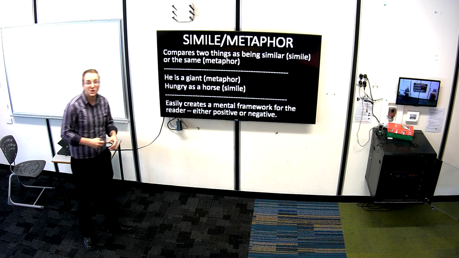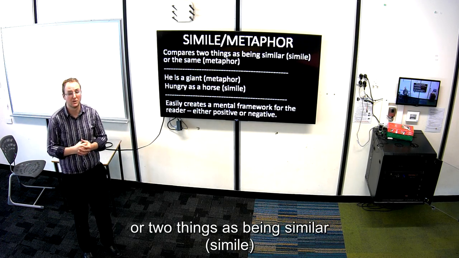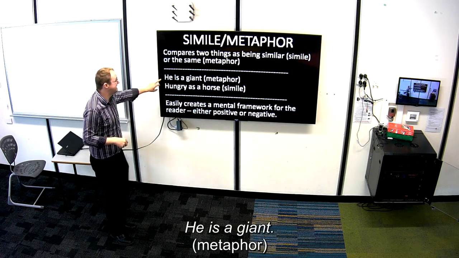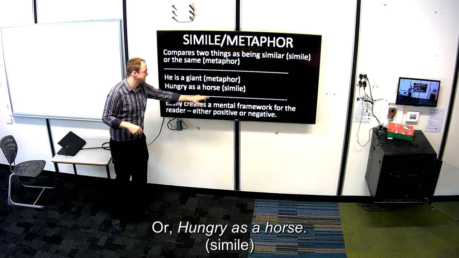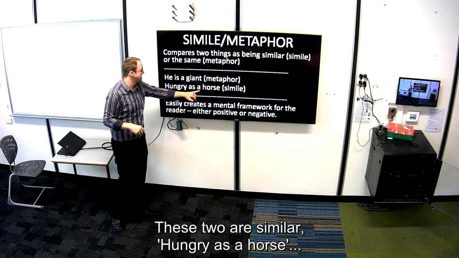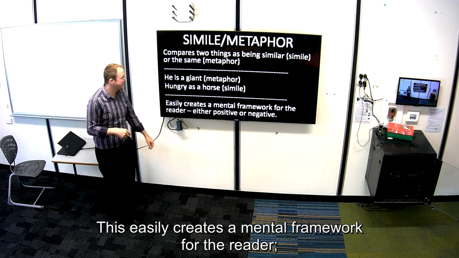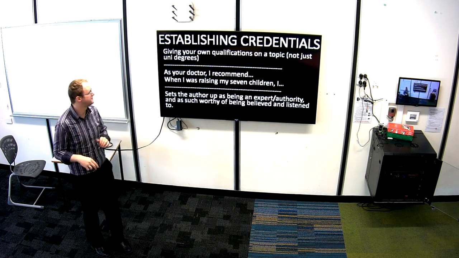Similes and metaphors, you compare two things as being the same, metaphor, or two things as being similar, simile. He is a giant, metaphor, or hungry as a horse, simile. These two are similar, hungry as a horse, one and the same, metaphor. This easily creates a mental framework for the reader, could be either positive or negative.